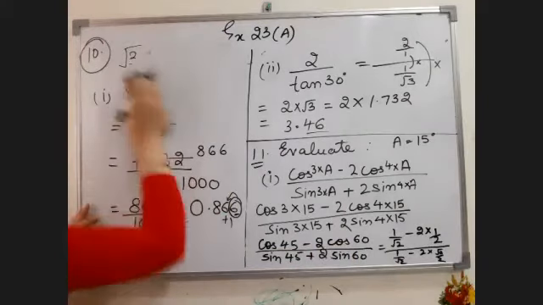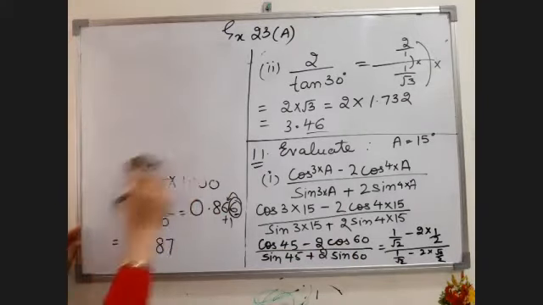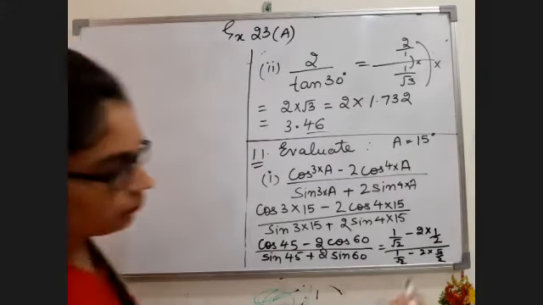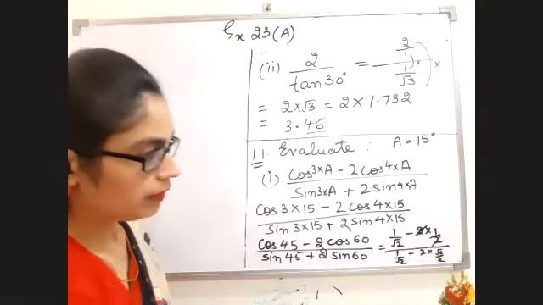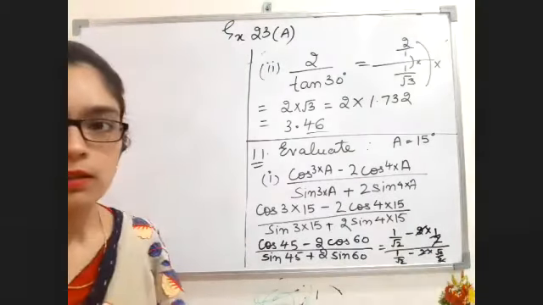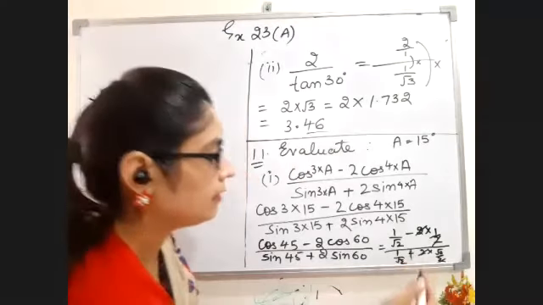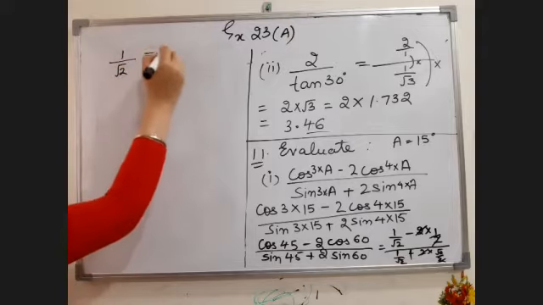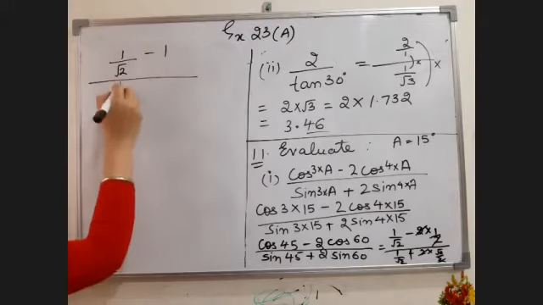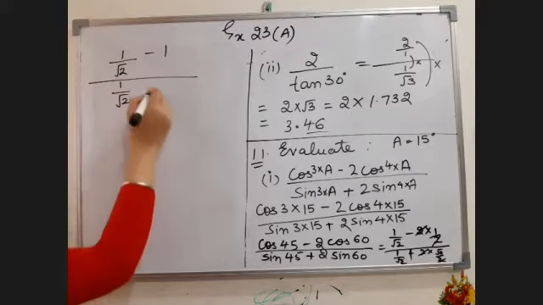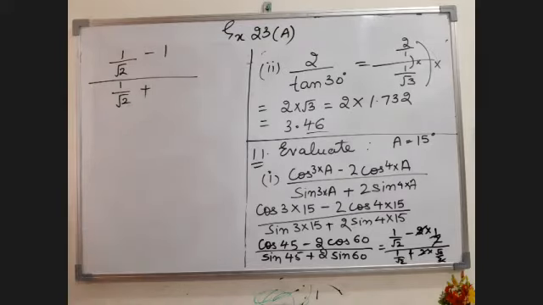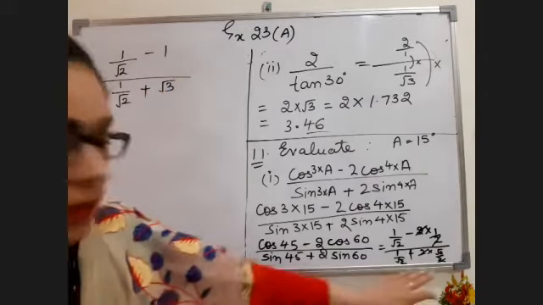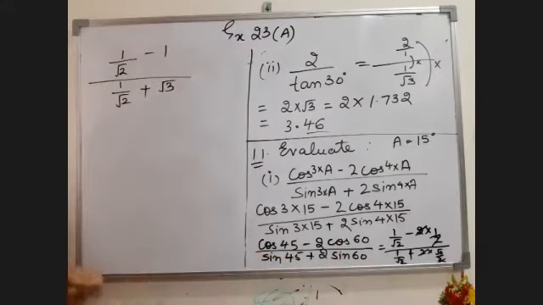Ma'am, can we do any cancellation here? Yes, the 2 and 2 cancel. So here plus should come. So now I am left with 1 by root 2 minus 1, by 1 by root 2 plus root 3. Root 3 only we have to write.